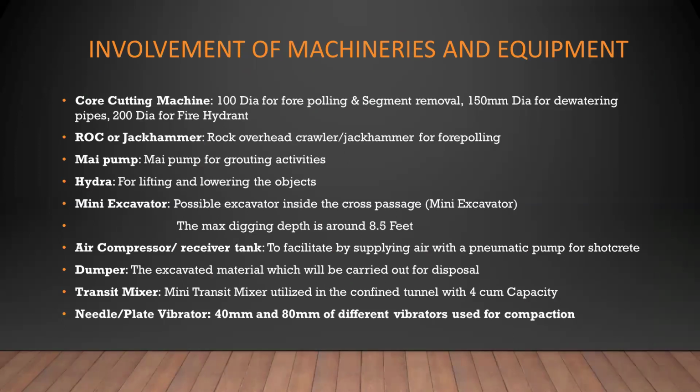Involvement of machineries and equipment. Core cutting machine, 100 dia for forepoling and segment removal, 150 mm dia for dewatering pipes, 200 dia for fire hydrant. Then ROC or jack hammer, rock overhead crawler or jack hammer, for forepoling. Pump for grouting activities, hydra for lifting and lowering objects, mini excavator, possible excavator inside the cross passage. The maximum digging depth is around 8.5 meters.